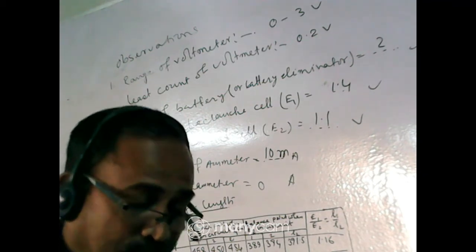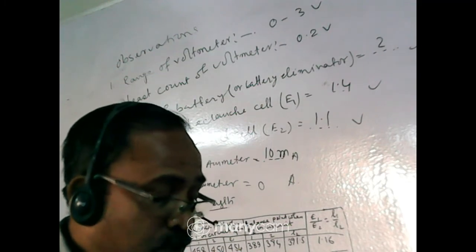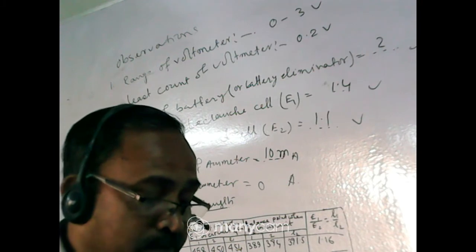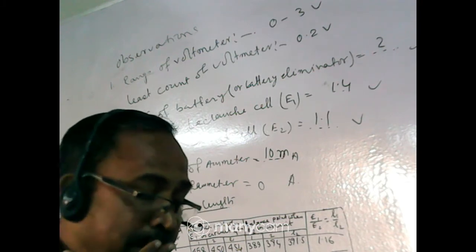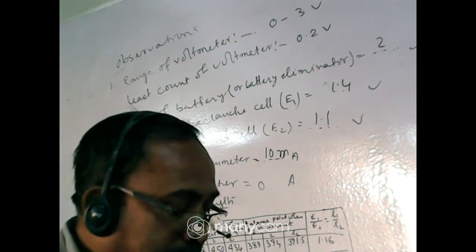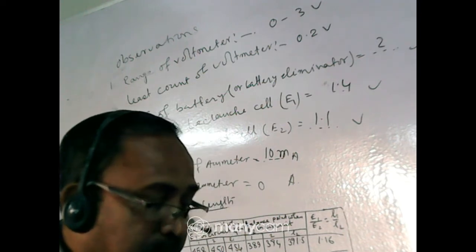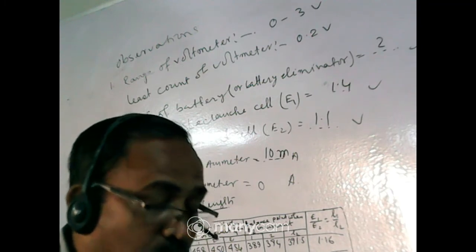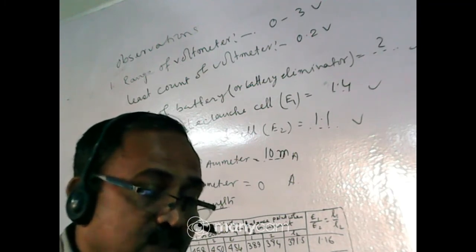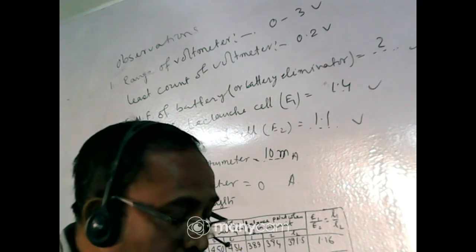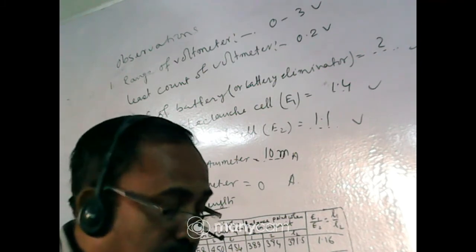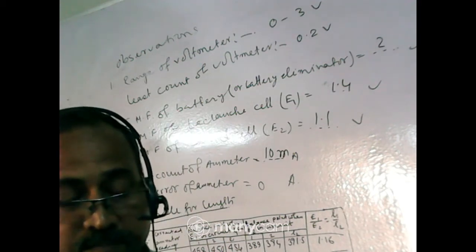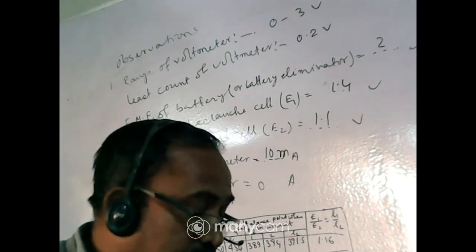Apparatus, you note it. Potentiometer, a Leclanche cell, a Daniell cell, an ammeter, a voltmeter, a galvanometer, a battery or battery eliminator, a rheostat of low resistance, a resistance box, a one-way key, a two-way key, a jockey, a set square, connecting wires and a piece of sandpaper. This is the apparatus required.